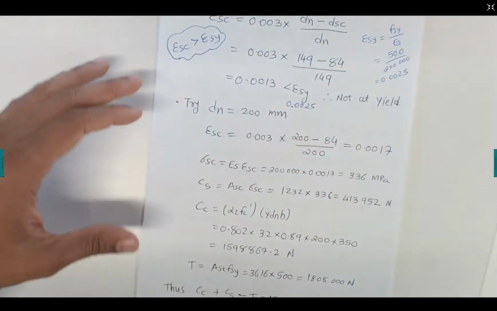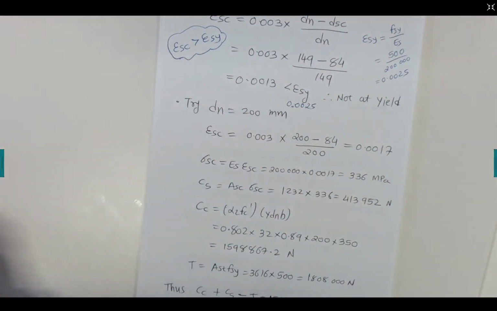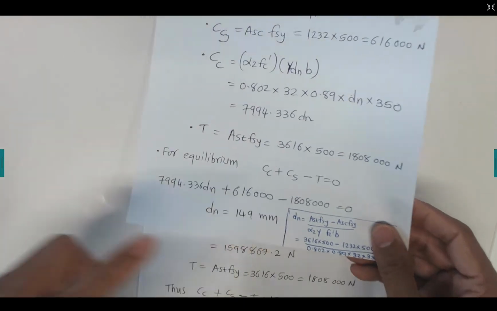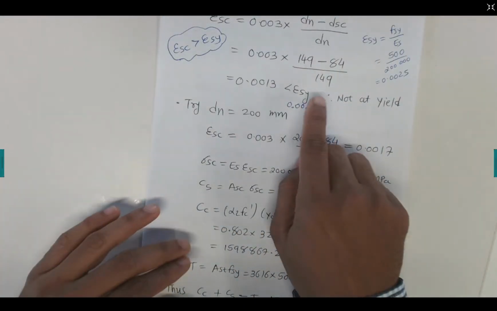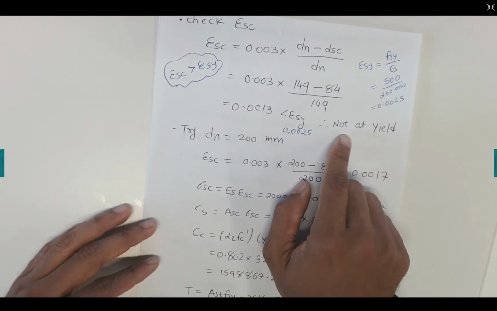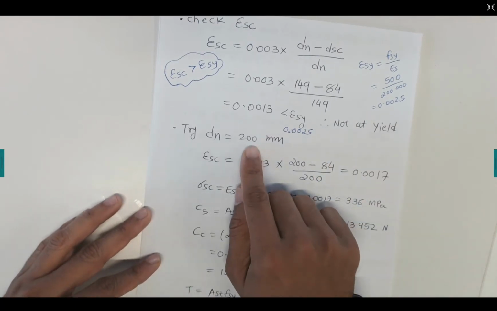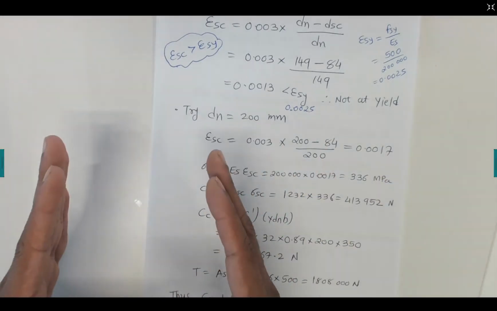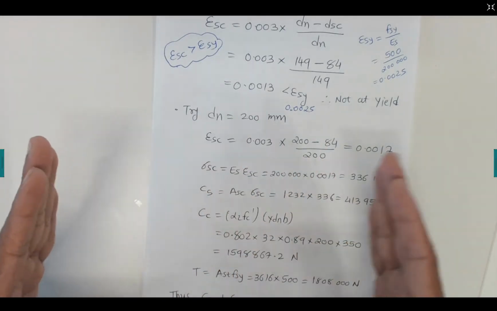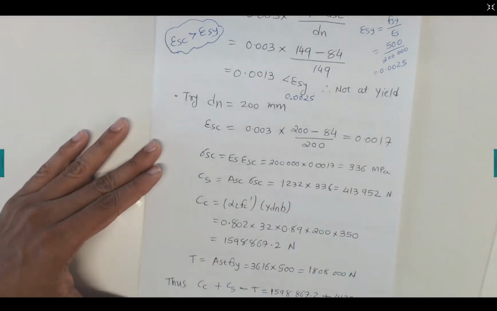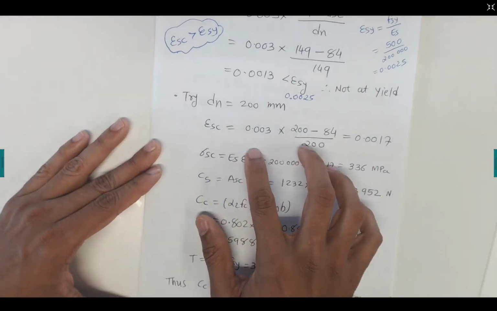Now we calculated the dn value, which is around 149 millimeters. That is the value, but it did not work out because this is not the correct dn. The top reinforcement is not at yield, so in that case we need to increase the dn value. So how much can we increase? Let's say we have 149 millimeters, which is not correct. We can make it 200 millimeters and see if the condition of force equilibrium is maintained or not.